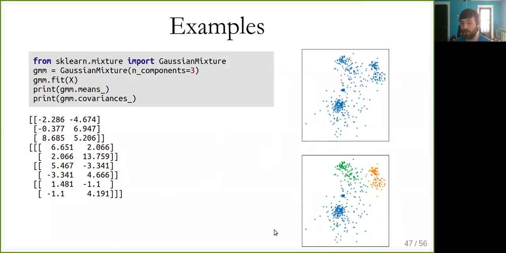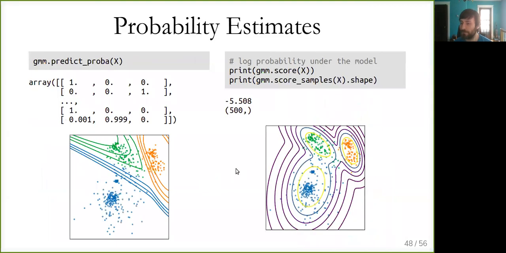You can also do probability estimates because you have the probability density function. There are two different ways to compute probability estimates. One is predict_proba. Predict_proba will give you the probability for each point to come from a certain component. So this is like the predict_proba from a classifier, only the classes are not specified a priori.